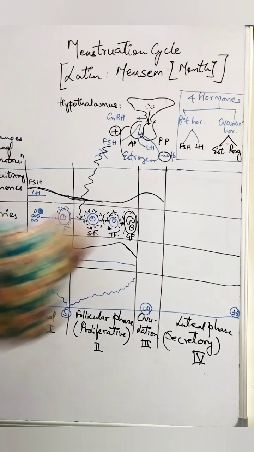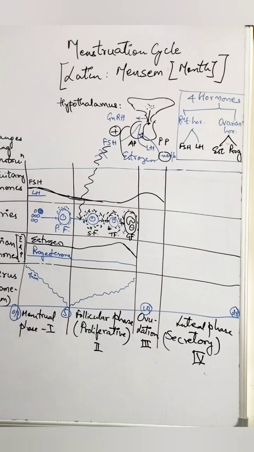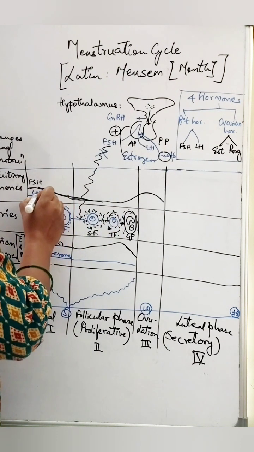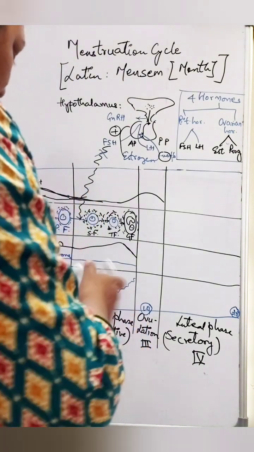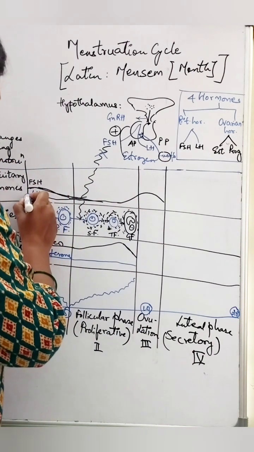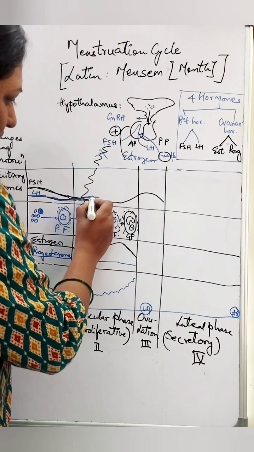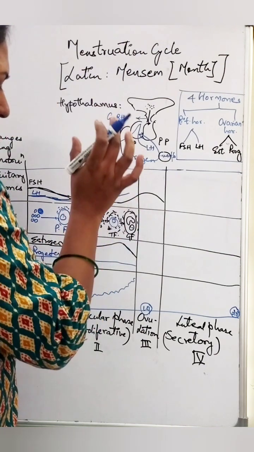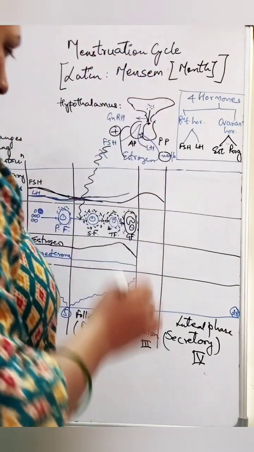But what is the role of LH? The LH will say that I will also grow now, but I told you initially the LH concentration is less. So what is going to happen? Oh sorry, I have used a different color. I wanted to use a blue color. So LH will also be there in the blood.